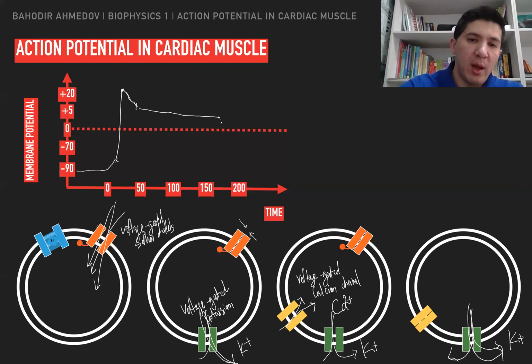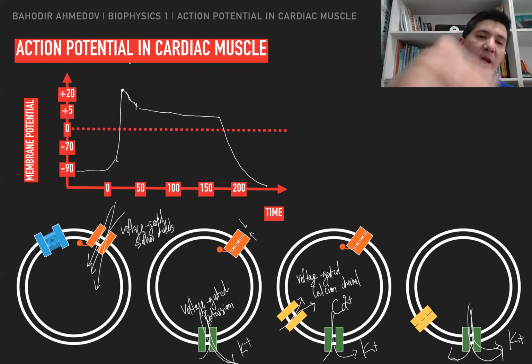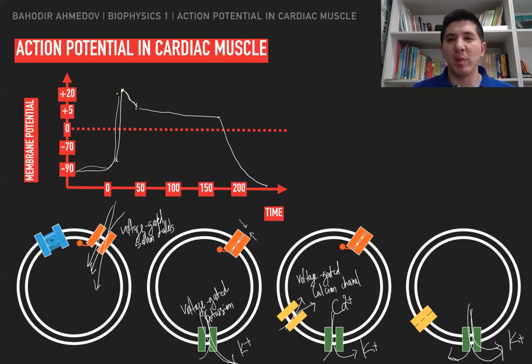So after roughly 200 milliseconds, after the membrane potential has increased, it starts decreasing because the calcium channel is now closed. The potassium channel is still open and lets the potassium ions go out. It is also going to be closed when it reaches -90. So then again we are going to have this process from the beginning.